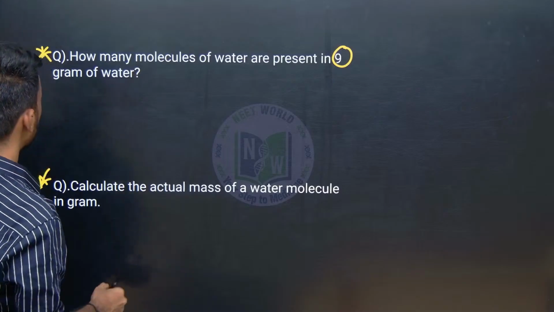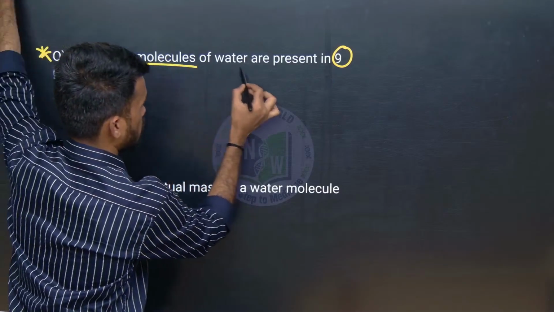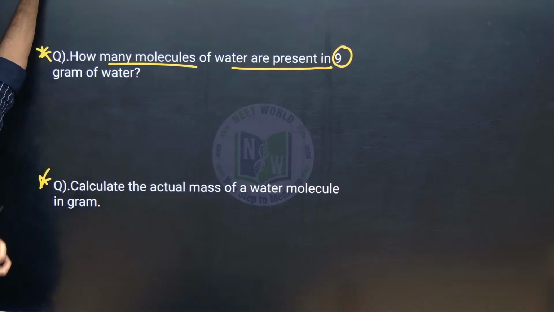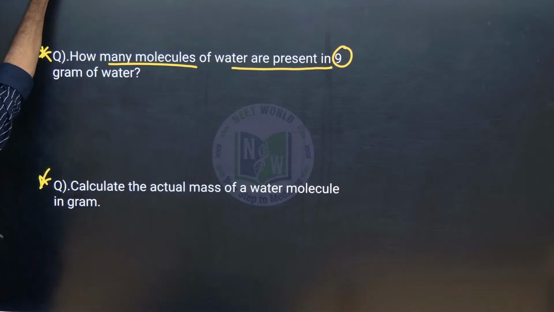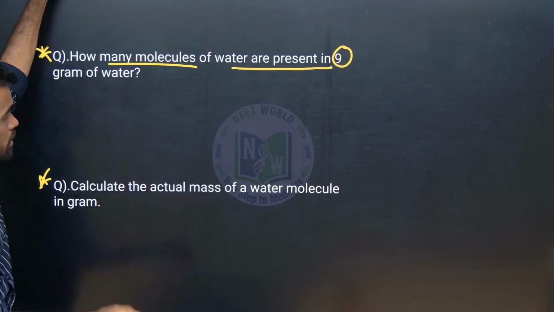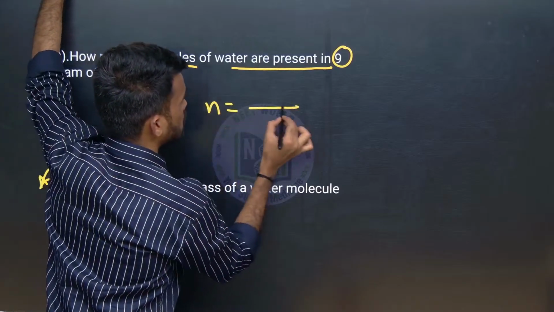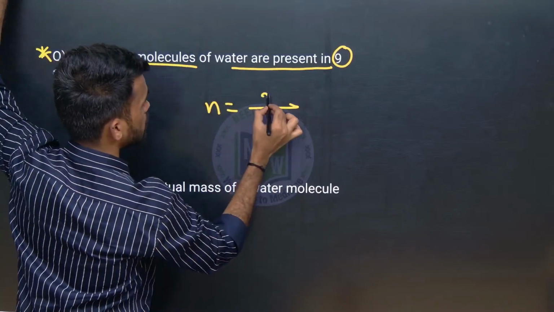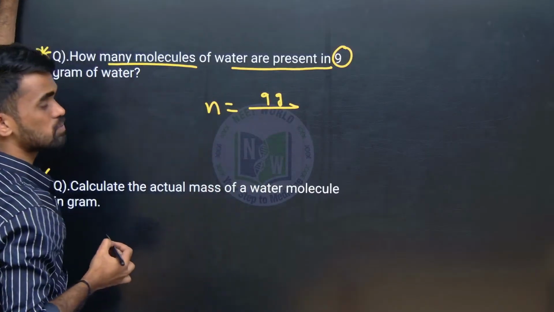Find it. How many molecules of water are present in 9 grams of water? Again, what we need to find? First of all, always find the number of moles. Given weight is how much? 9 grams. Okay. What is the molar mass of water?